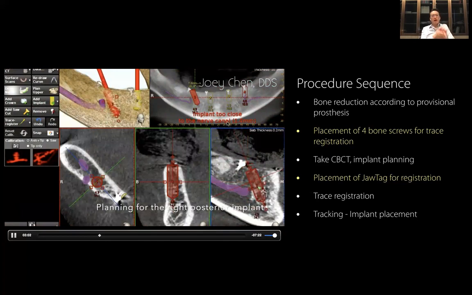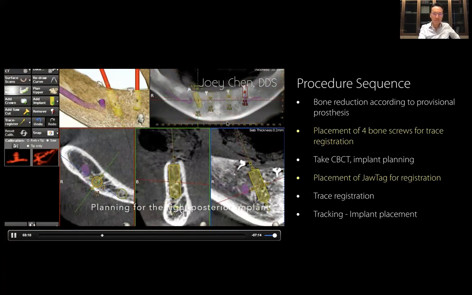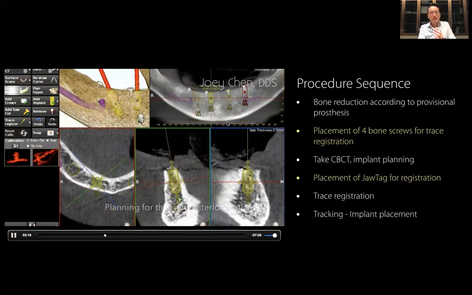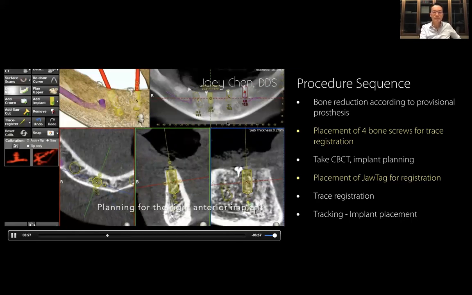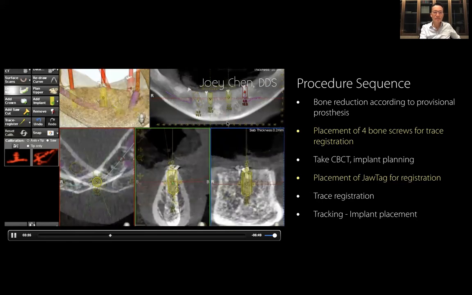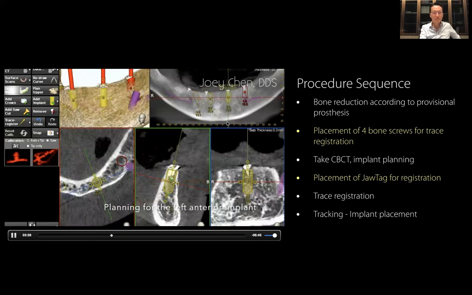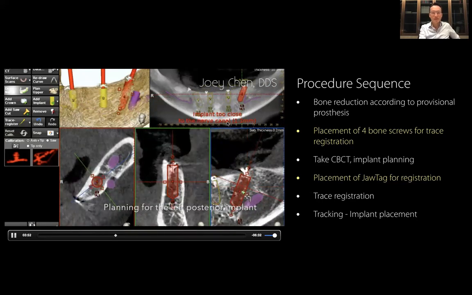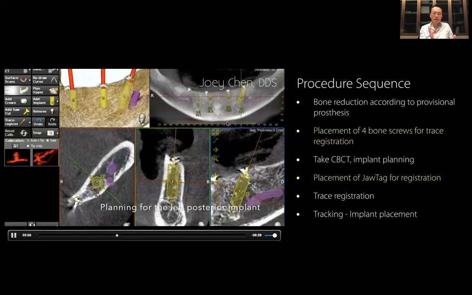And so the next step is on the software, we'll plan the position of our 4 implants. So here I'm planning the right posterior implant, and then the right anterior implant. And this is the left posterior implant. So these implants will be planned to tilt at about a 30-degree angle to avoid the inferior alveolar nerve.